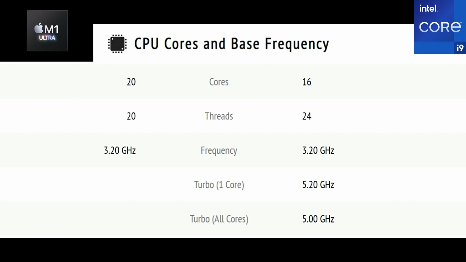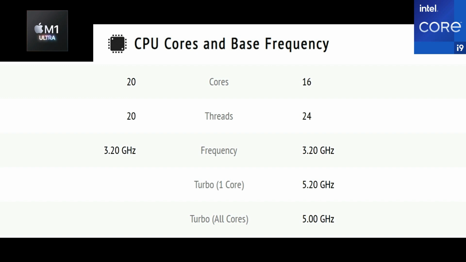So speaking about the cores, Apple M1 Ultra, as you all know, is the combination of two Apple M1 Max. So here we get up to 20 cores CPU and up to 20 threads, whereas on the i9 we get 16 cores and 24 threads. Hyperthreading is there, so that's pretty amazing. Theoretically, we have more physical cores on the Apple M1 Ultra when compared with the i9 processor.